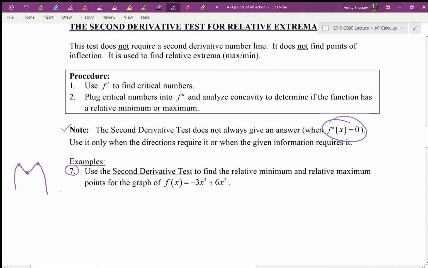Okay, so taking the derivative f prime of x, I get negative 12x cubed plus 12x. Taking the second derivative, f double prime of x. Oh, well, hold on. He says use the second derivative test, which you just read about. And so I do need a first derivative, and I do need to factor it and find out what my critical numbers are. So I'm going to factor out that negative 12x, and I'm going to get x squared minus 1, which is nice because I know how to factor that. This is negative 12x times x plus 1 times x minus 1.